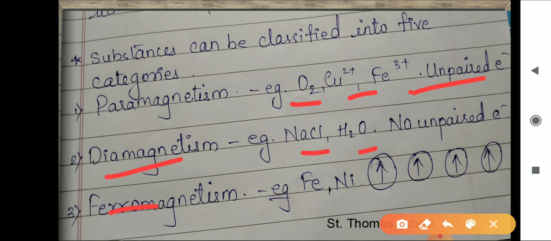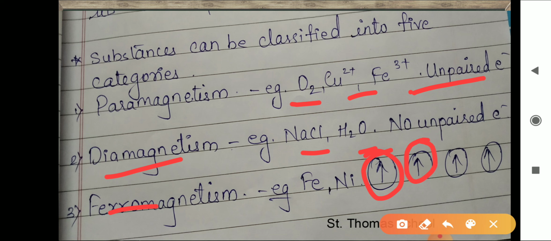Next is ferromagnetism. In this, the examples we have given are Fe, that is iron, and nickel, right? They are attracted very strongly by the magnetic field. Such substances are called ferromagnetic substances, strongly attracted or can be permanently magnetized. In the solid state, the metal ions of ferromagnetic substances are grouped together into small regions called a domain. You can see here.